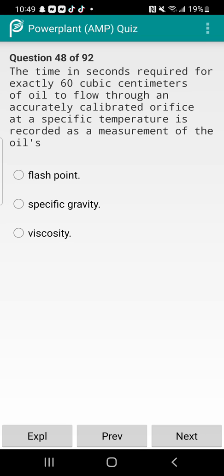The time in seconds required for exactly 60 cubic centimeters of oil to flow through an accurate calibrated orifice at a specific temperature is recorded as a measure of the oil's viscosity.